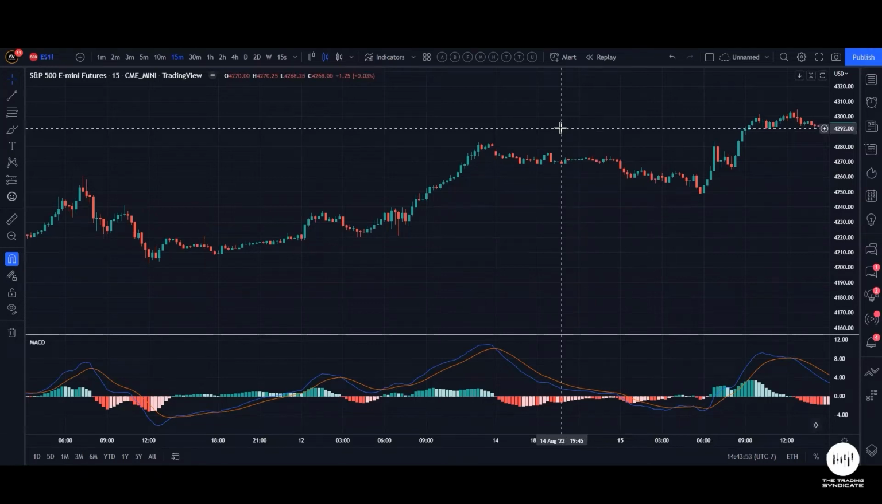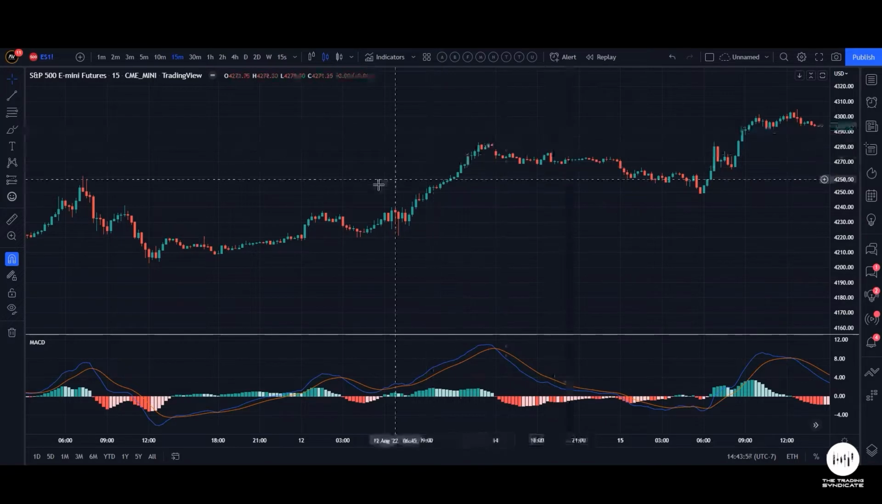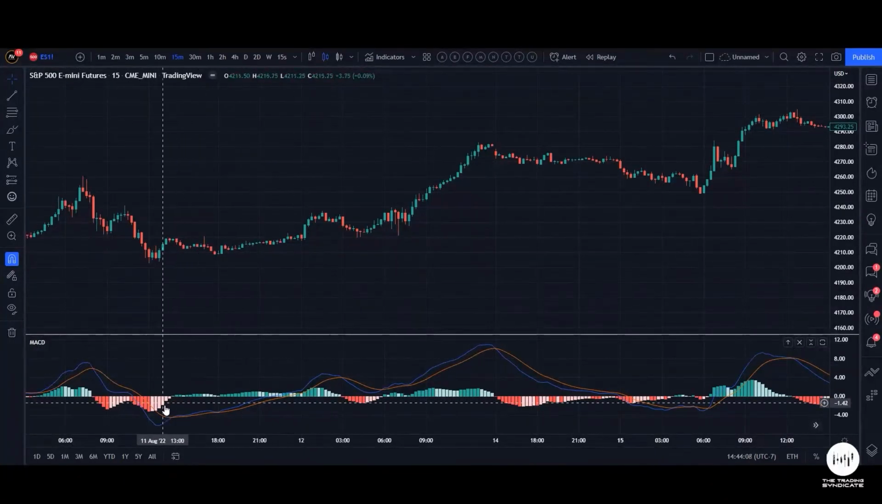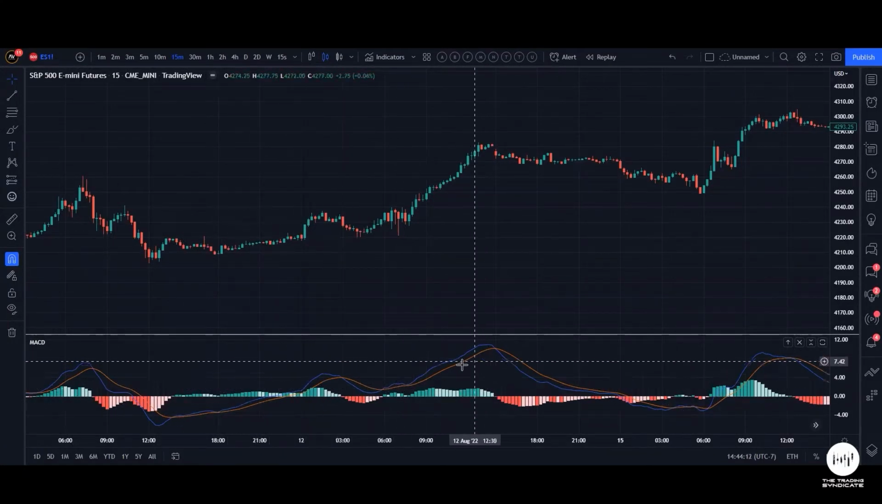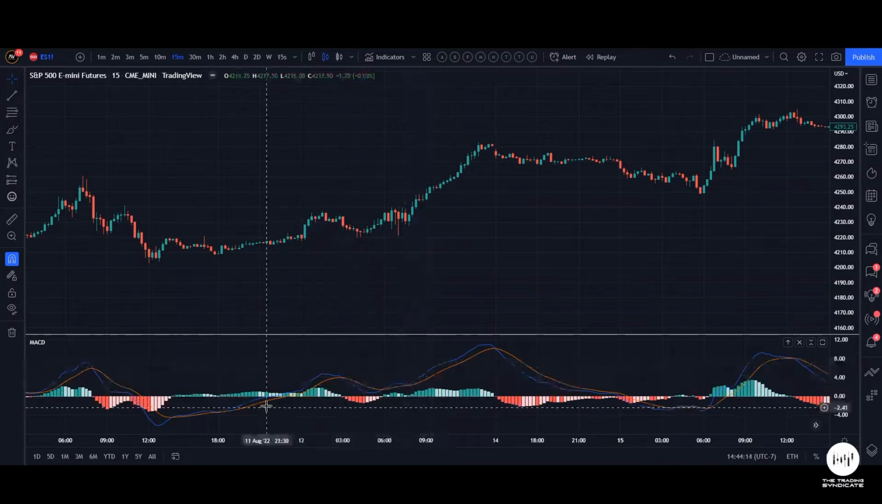Okay, guys, welcome back. In this video, we will be talking about the MACD indicator. As you guys can see, I have the MACD pulled up right here, and the MACD stands for Moving Average Convergence and Divergence. Let's go ahead and break down what each of these means, as well as what exactly we are seeing on this indicator.